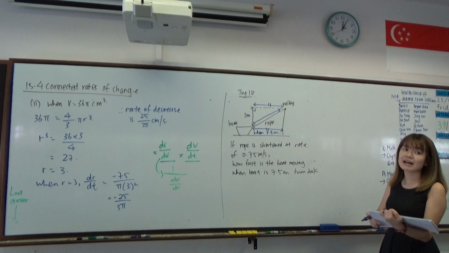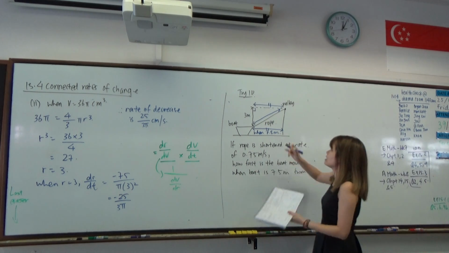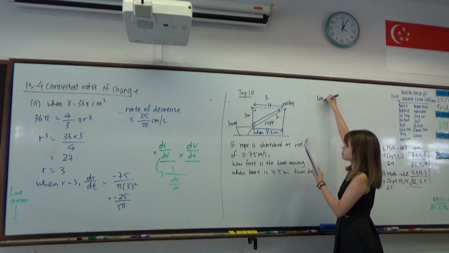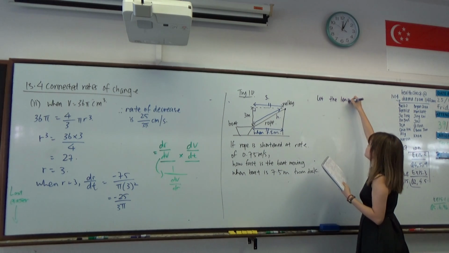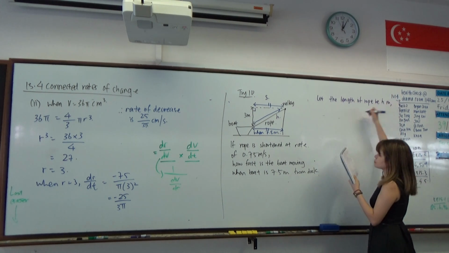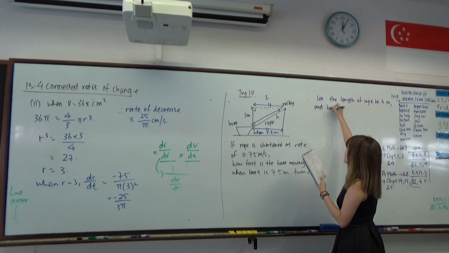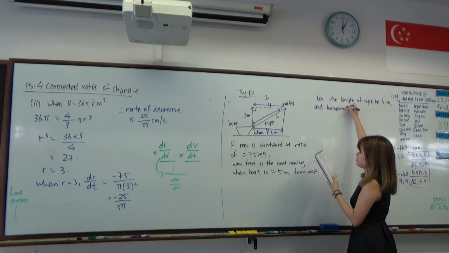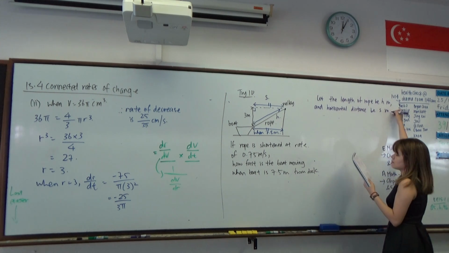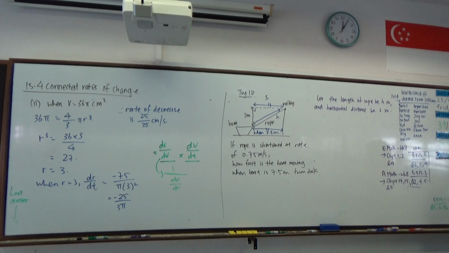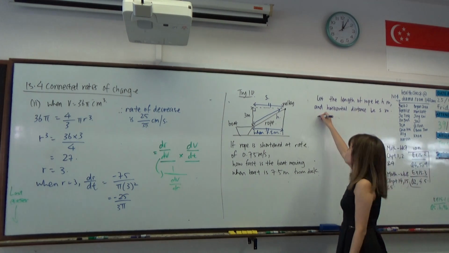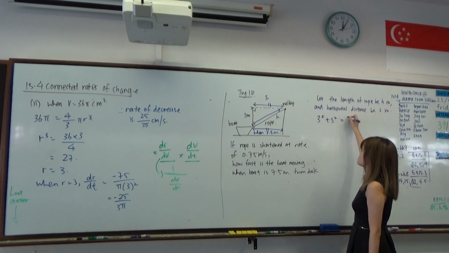So let's define certain functions. Let us define this to be S and this to be H. Let the length of rope be H meters and the horizontal distance be S meters. Therefore, in doing our Pythagoras theorem, we will have 3 squared plus S squared equals to H squared.